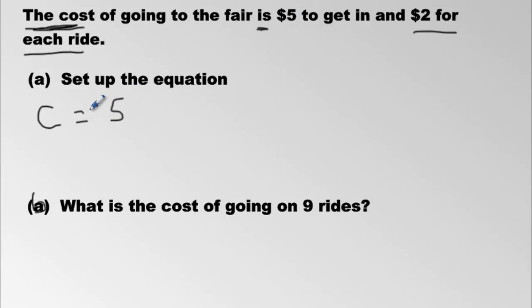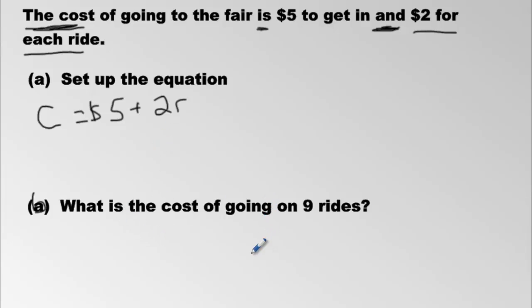You got to pay it. Everybody's got to pay $5. And so plus $2 for each ride. So 2R, 2 times R. Okay, that's all it is. 2 times R. If you go on 6 rides, you're going to go 2 times 6. Whatever R is, you have to times it by 2. You got to double it.